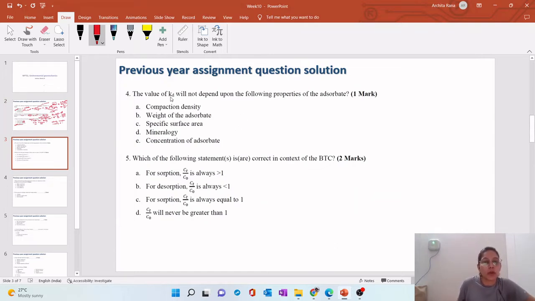Again, it is about which of the following parameters the sorption coefficient does not depend on. Adsorbate is something that is adsorbing on a surface, so it is the solute. Compaction density I discussed earlier, yes, it depends on it. Weight, not very much, because the Kd value does not depend on the weight of the solute.